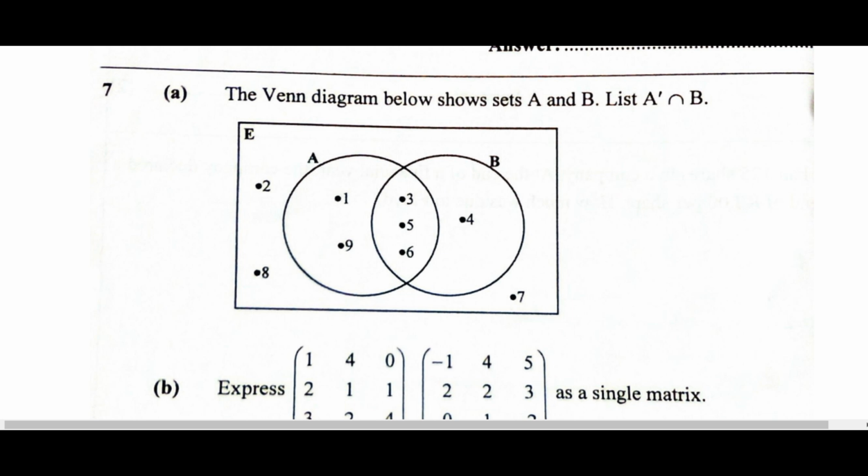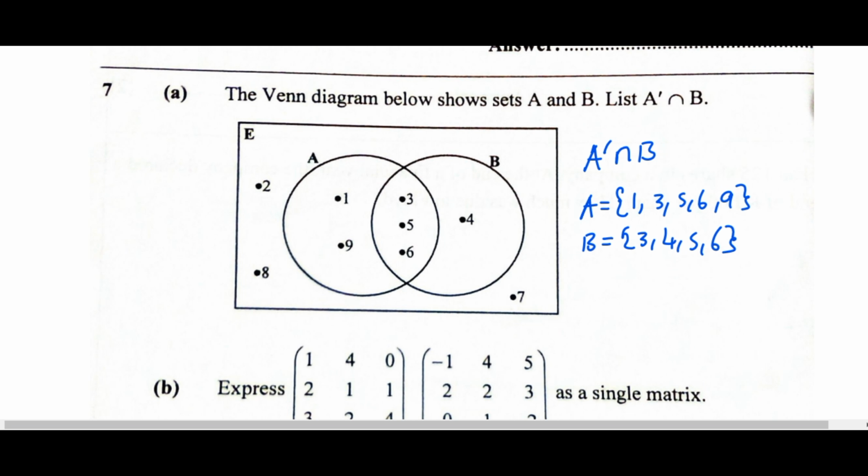Question 7a. The Venn diagram shows sets A and B. List A intersection A complement intersection B. So let's look at the elements for A. The elements for A, we have 1, 3, 5, 6, 9. Then the elements for B, we have B is 3, 4, 5, 6.